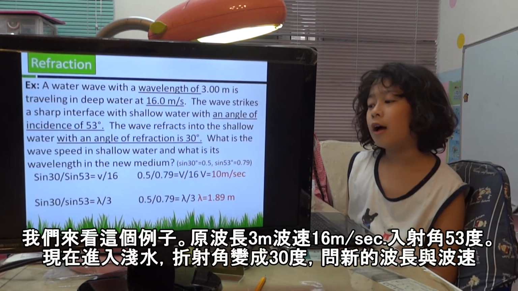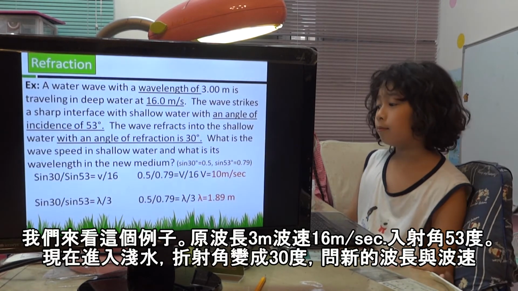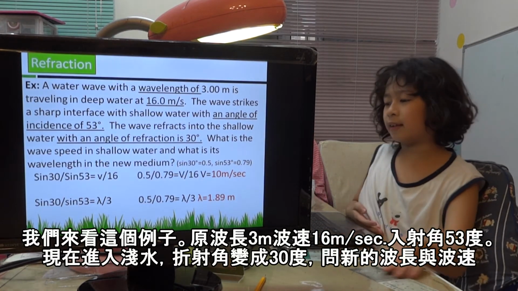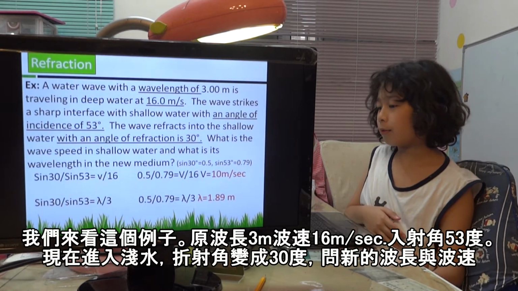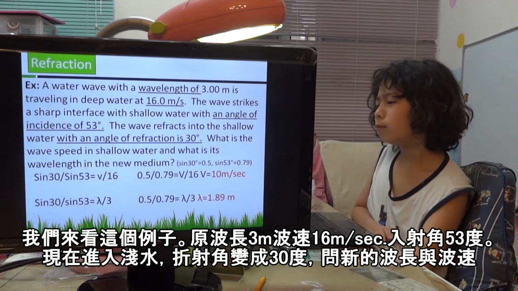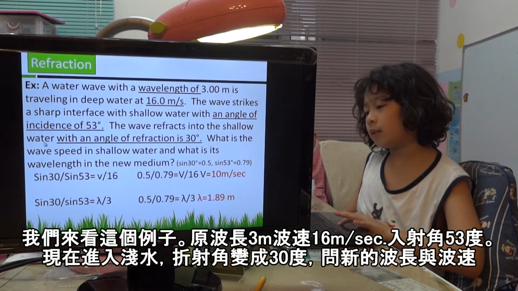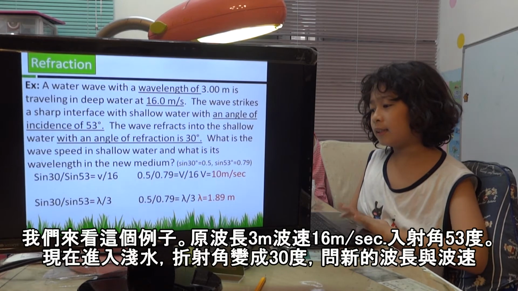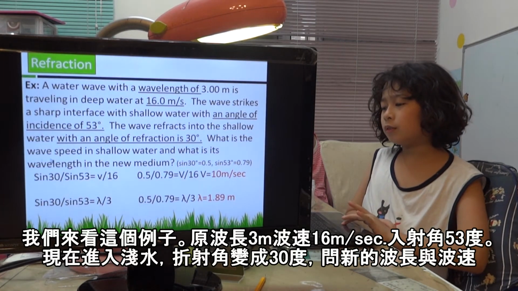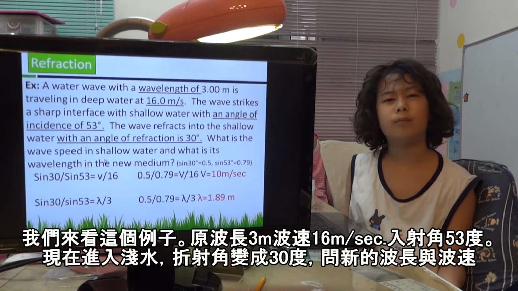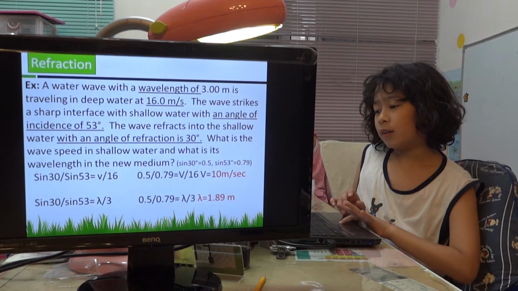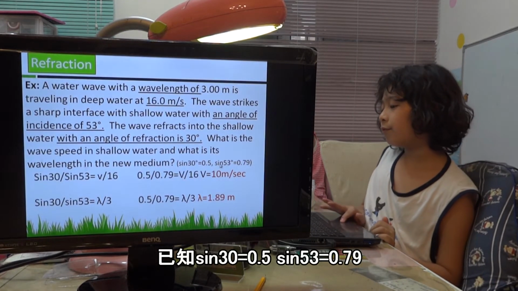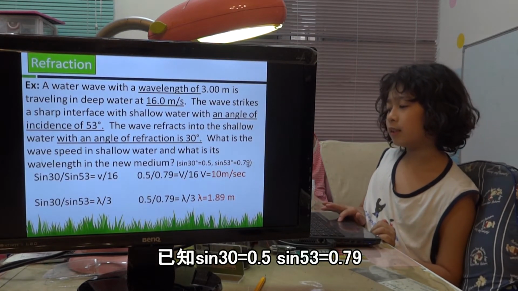Refraction. Okay, next example. A water wave has a wavelength of 3 meters and a speed of 60, and it strikes some shallow water at 53 degrees, and then the new ray that is already refracted is 30 degrees. What will the speed and the wavelength of the wave be in the shallow water? So how to do it? They already tell you sine 15 is equal to 0.5, and sine 53 is equal to 0.79.